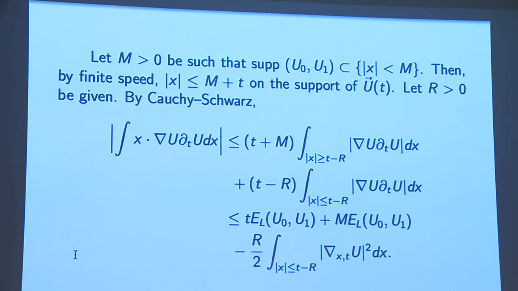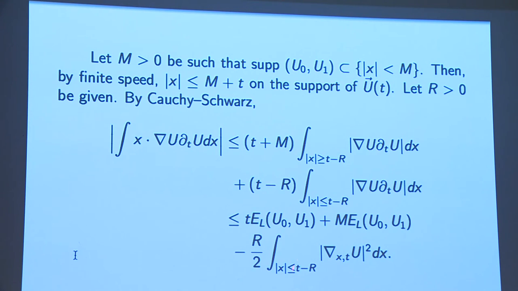Okay, so I didn't cheat here, because it's the usual finite speed. And let me pick an r. So I'm going to split the integral in x, x bigger than or equal to t minus r, and x less than or equal to t minus r. When x is bigger than or equal to t minus r, I bound x by t plus m. And when x is smaller than t minus r, I bound it by t minus r. Now, you mean no relationship between r and m? No, m is fixed and r is a given number.